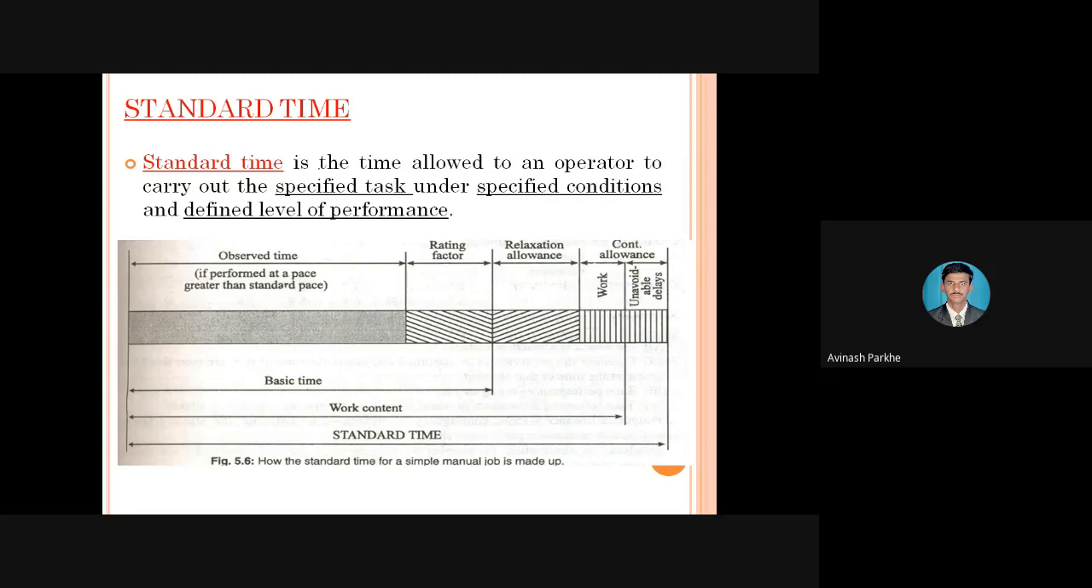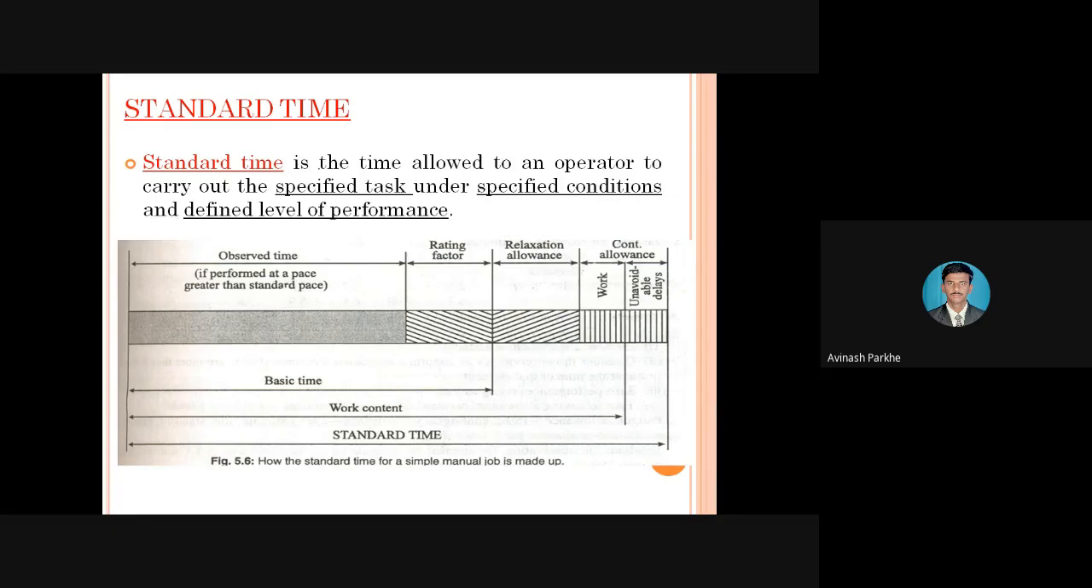Personal allowance is there, contingency allowance is there, interference allowance is there, policy allowance is there. Personal allowance means if I have to go for drinking water or washing hands, it comes under the category of personal allowance. Contingency means if there is a breakage of the tool or the oil finishes, such allowances are considered under contingency allowance. Interference allowance is similar: if I have to change the tools or take rest, such allowance is considered under interference allowance.